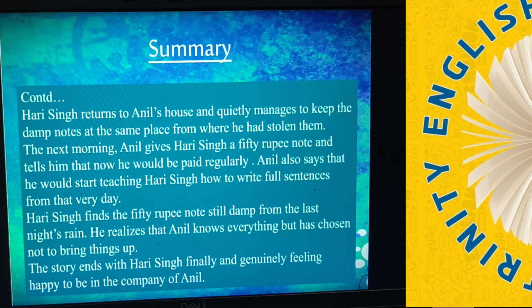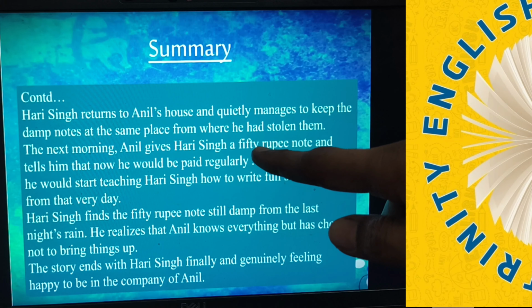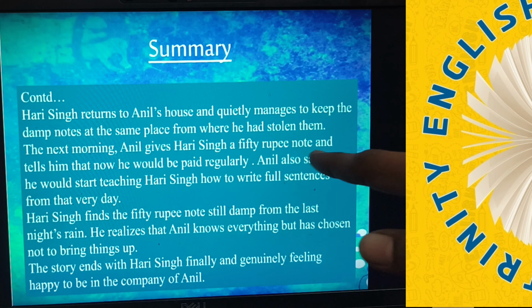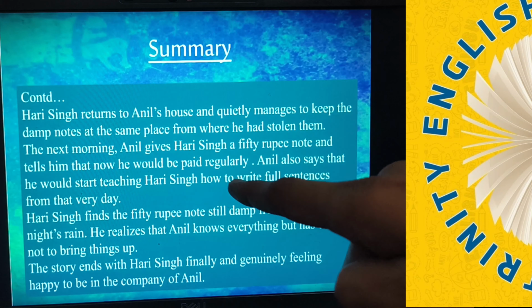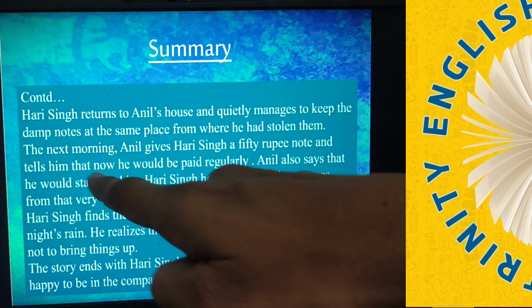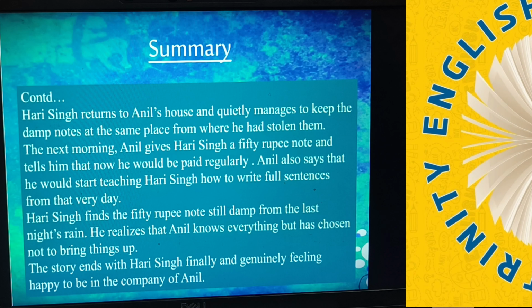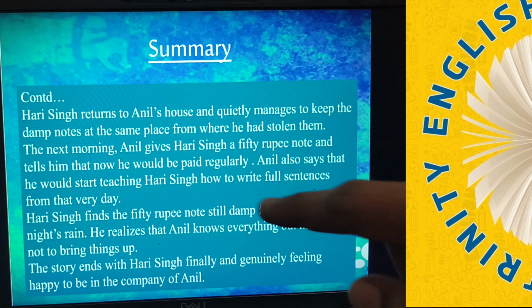Now, in the morning, Anil comes to Hari Singh, gives him a 50 rupee note and tells him that from now onwards he would be paid his salary regularly. Anil also says that he would start teaching Hari Singh how to write full sentences from that very day.